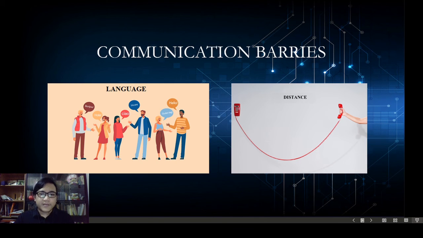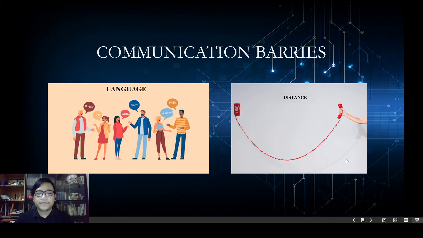The next slide is about communication barriers. There are two types of communication barriers, which are language and distance. There are many reasons why communication may fail. In many communications, the message, or what is being said, may not be received exactly the way the sender intended it to be. It is therefore important that the communicator seeks feedback to check their message is clearly understood by the receiver.